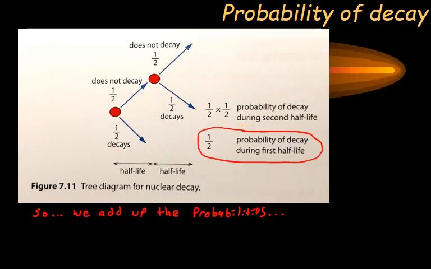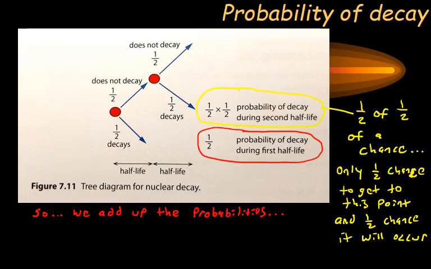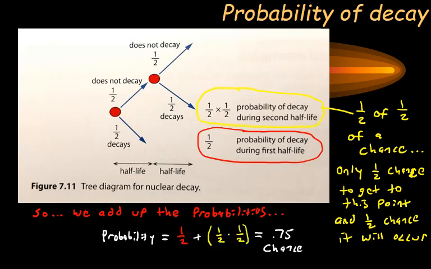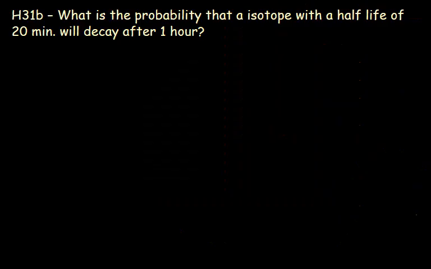So if we add up the probabilities, we have 1/2 here, and then we have half of a chance that, again, it'll get to that point. So we have the probability of the first one, and then the probability of the second one, half a chance, half a chance. And so again, 0.75 chance after that one.